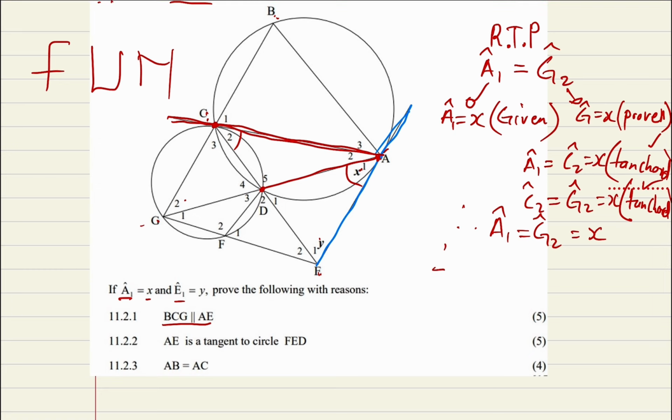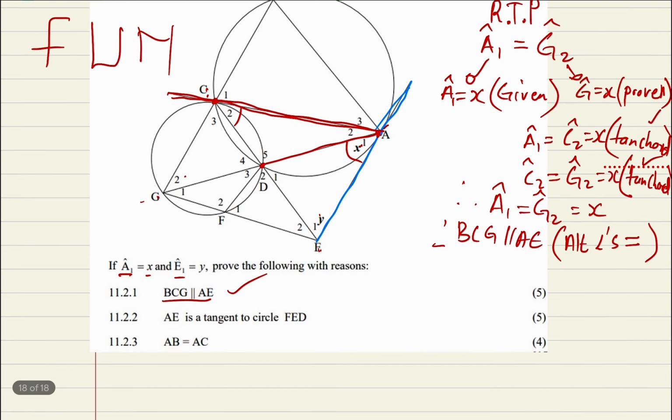Therefore, it means that BCG is parallel to AE. Why is it parallel? These are alternate angles that are equal. That's how we prove that this is parallel, for 5 marks.